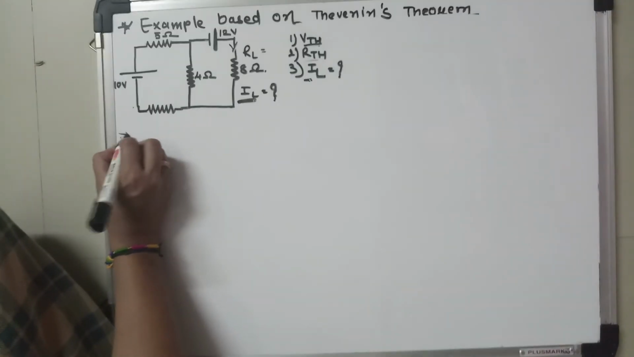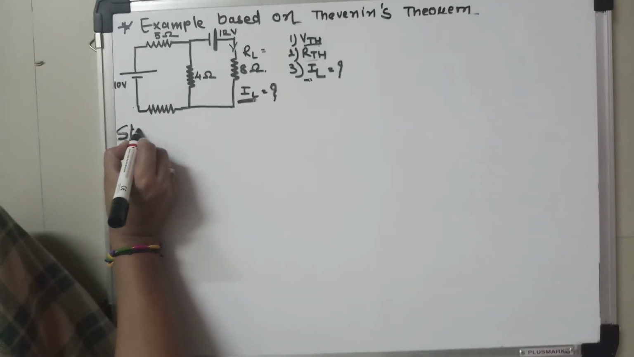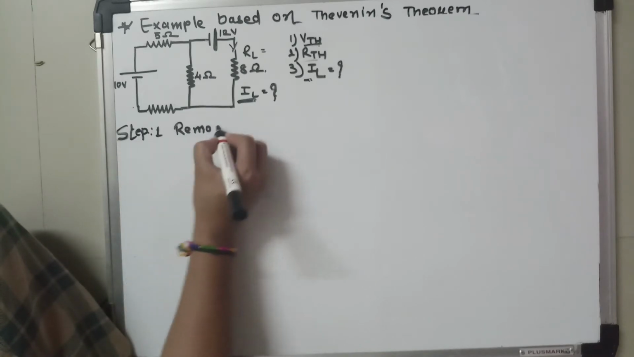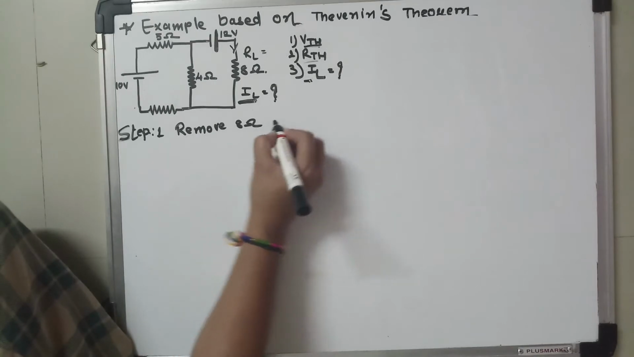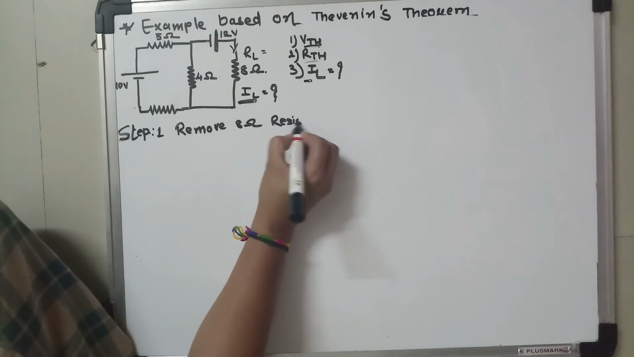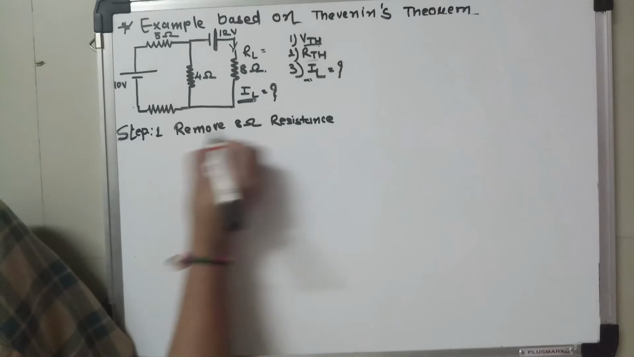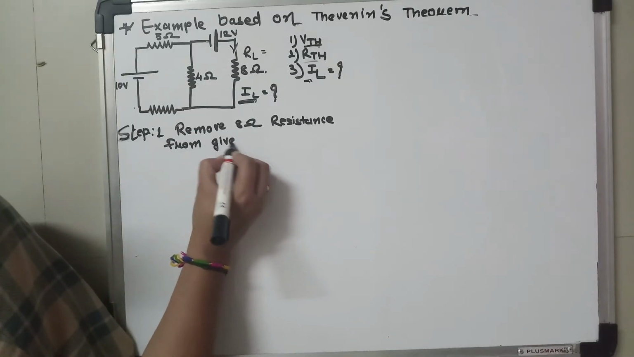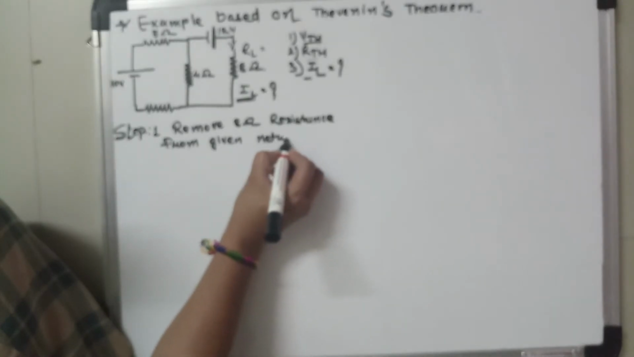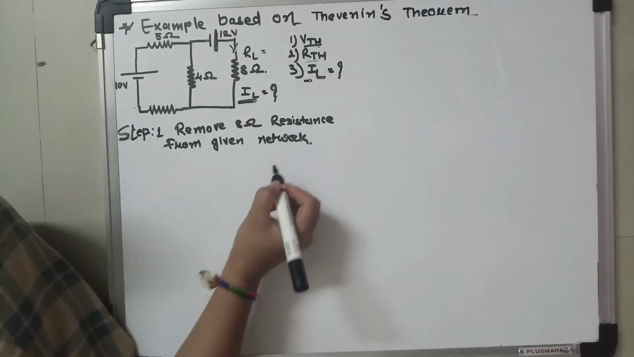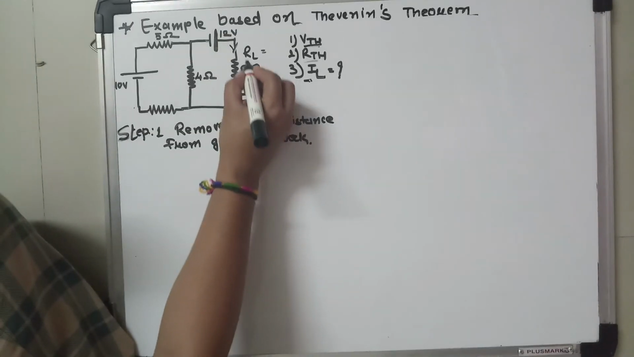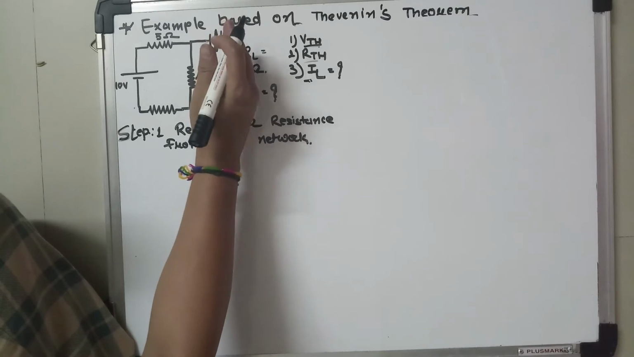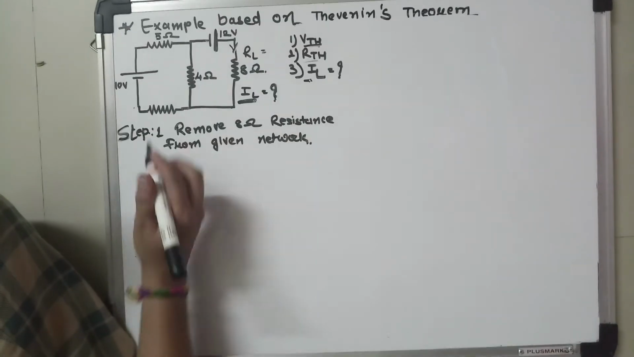So step number 1: remove the 8 ohm resistance from the given network. That means remove the 8 ohm load resistance through which you are going to find out the value of the current, from the given network.